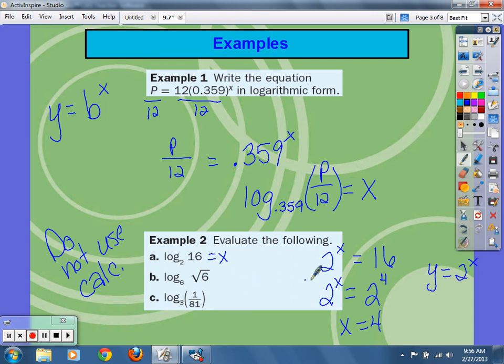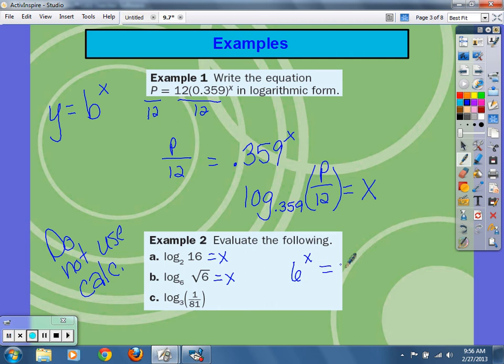Okay, let's look at B. This equals x. We don't know what it equals, so we're going to figure it out. Let's rewrite it as an exponential equation. 6 to the x equals the square root of 6. Can I rewrite this some way that has a base of 6? Yes. That is the same thing as 6 to the 1/2 power. So what does x have to equal? 1/2.